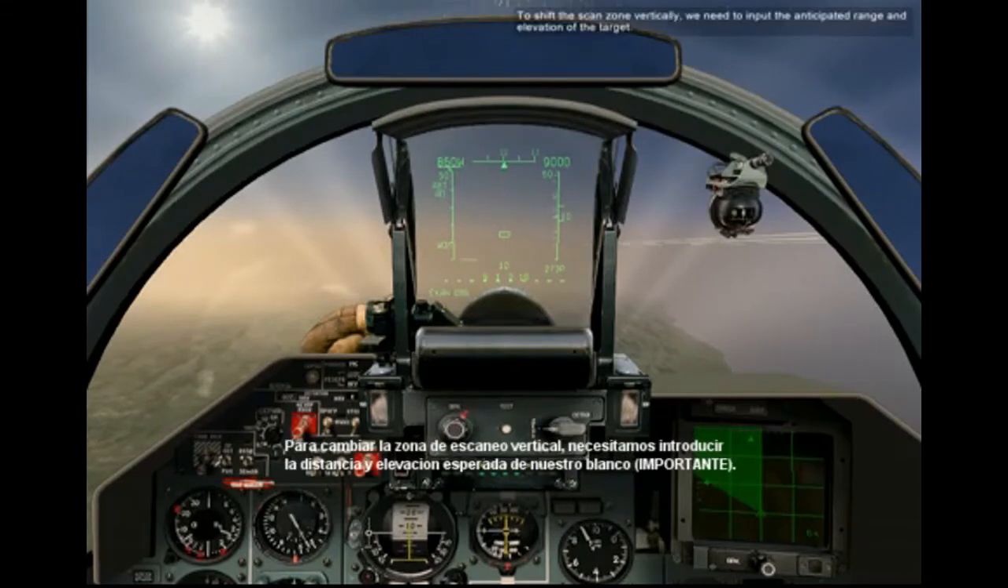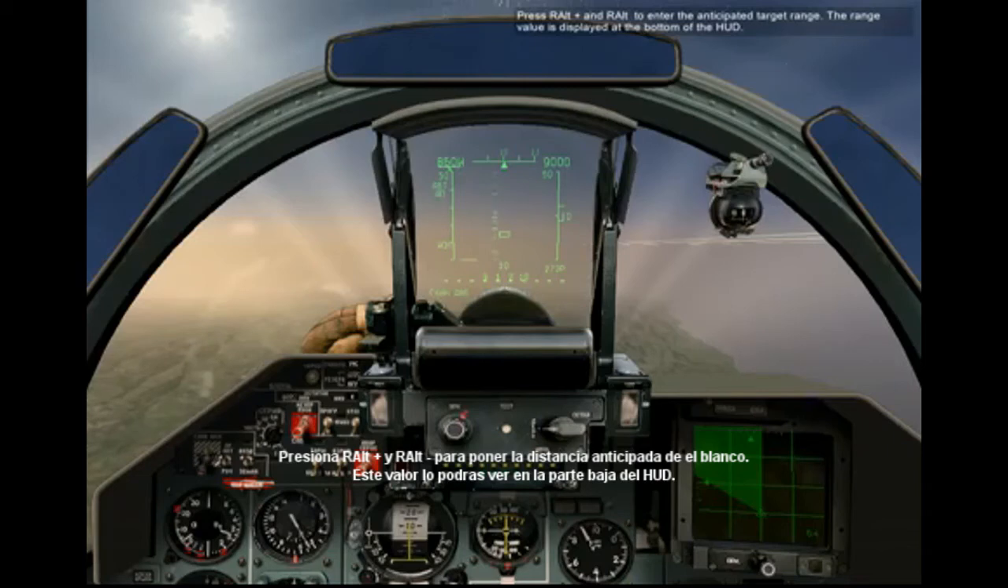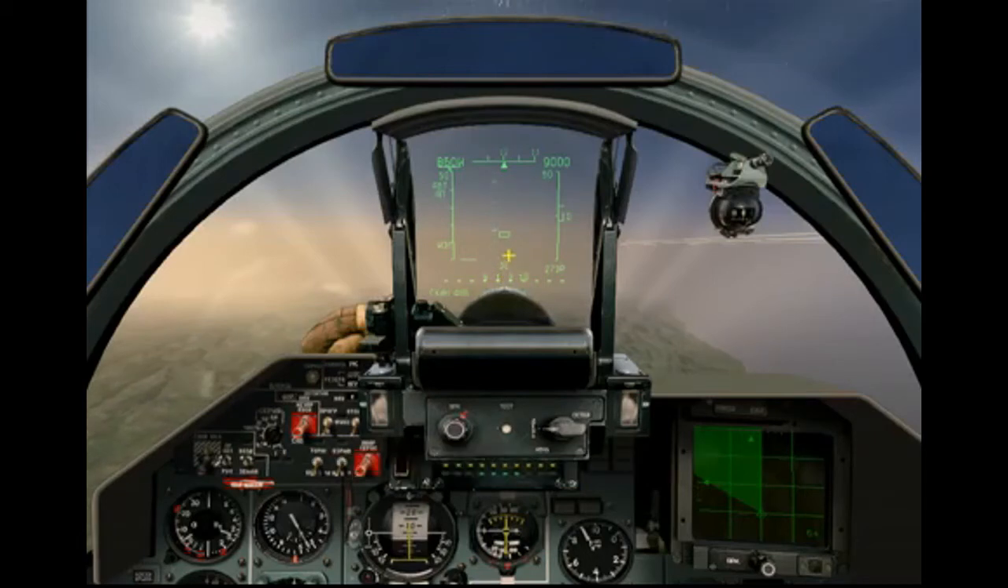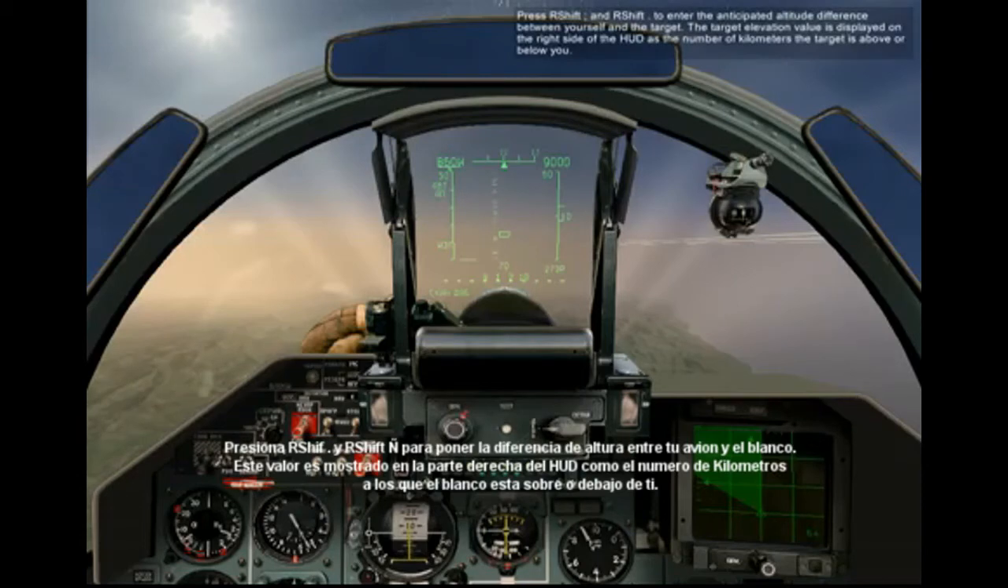To shift the scan zone vertically, we need to input the anticipated range and elevation of the target. Press right Alt plus, right Alt minus to enter the anticipated target range. The range value is displayed at the bottom of the HUD. Press right shift semicolon and right shift period to enter the anticipated altitude difference between yourself and the target. The target elevation value is displayed on the right side of the HUD as the number of kilometers the target is above you or below you.